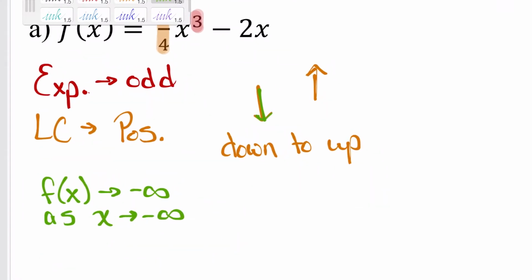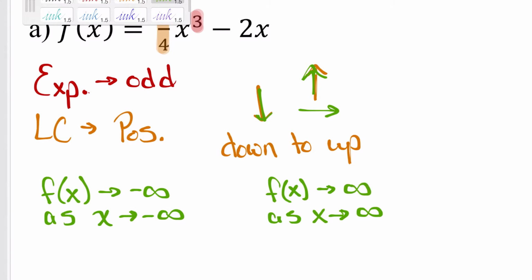So then the other behavior, as it's going up, or as I'm going to the right, so as my x is going to positive infinity, the arrow is going up. So my f of x, or my y values, are going towards positive infinity. And that's all we got to look for.